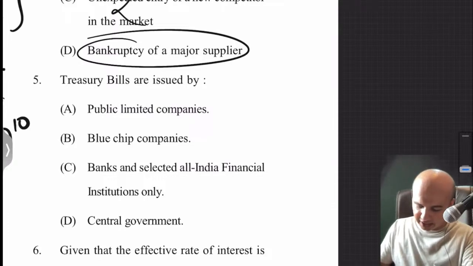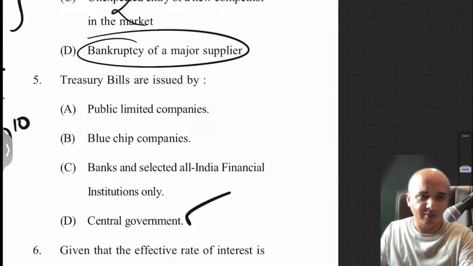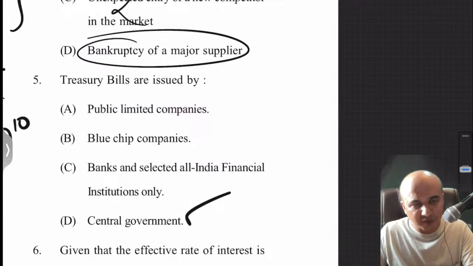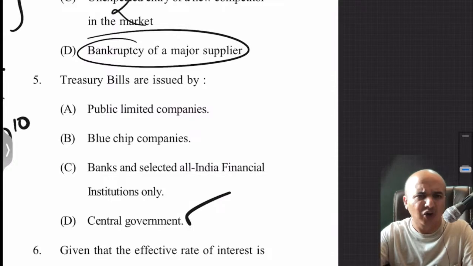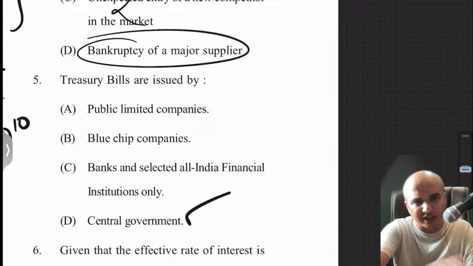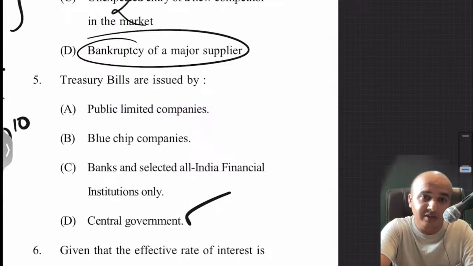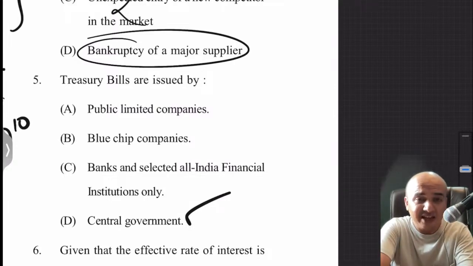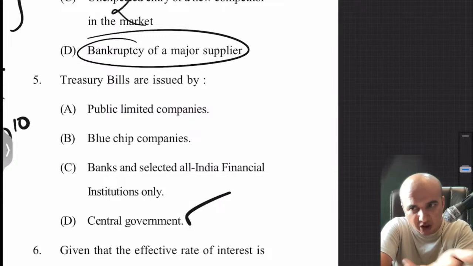All of you have answered correctly. It is indeed the central government. Okay. See, treasury bills, also known as T-bills, are what? Short-term debt instruments issued by central government of any country. And they are typically issued to, let's say, meet the short-term funding requirements of the government. So it is considered to be one of the safest forms of investments. Why? Because it is backed by whom? It is backed by the government.